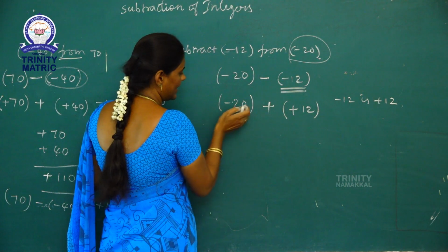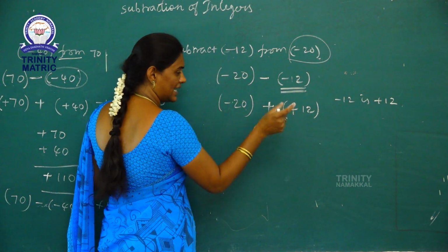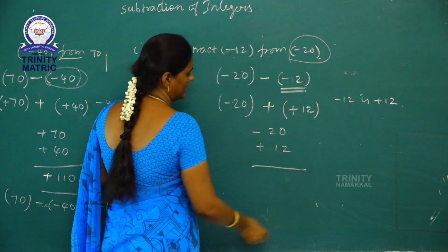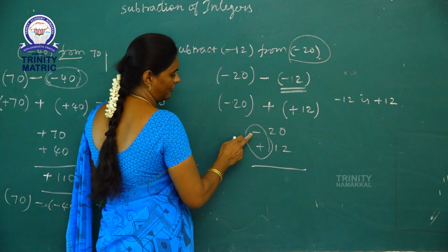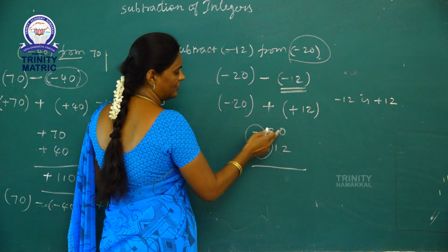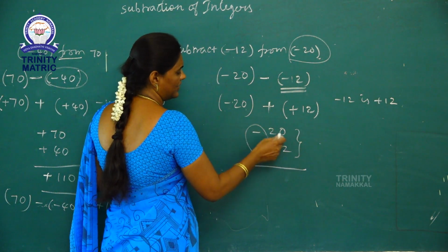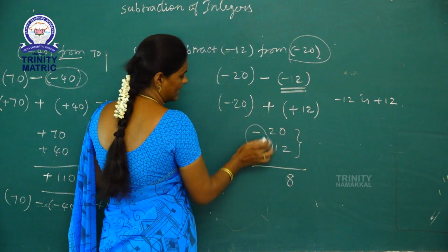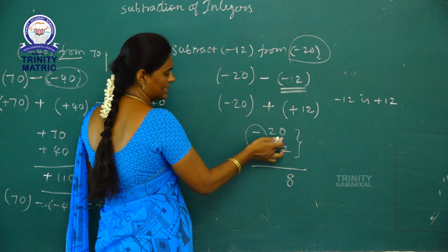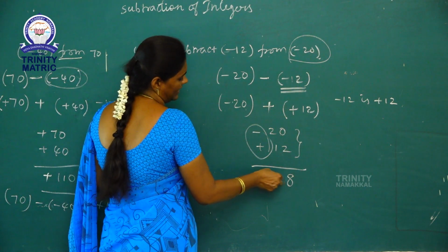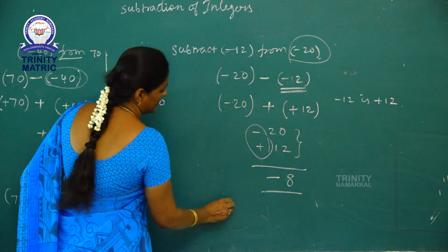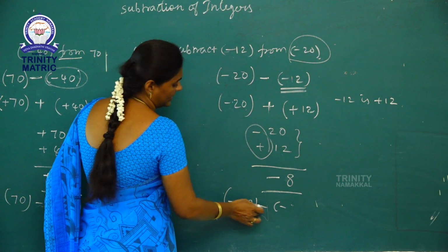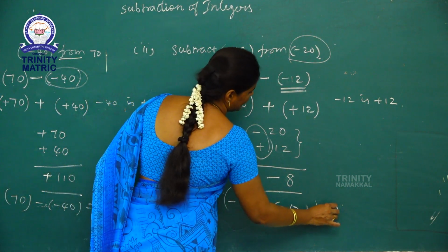Now we write the integers one by one as they are. That is minus 20, here plus 12. See here, the signs are different, so we find the difference between these two integers. The difference between 20 and 12 is 8. Now we put the sign of the greater number. Here 20 is the greater number, and in front of 20 is minus. So the answer is minus 8. That is, minus 20 minus of minus 12 is minus 8.